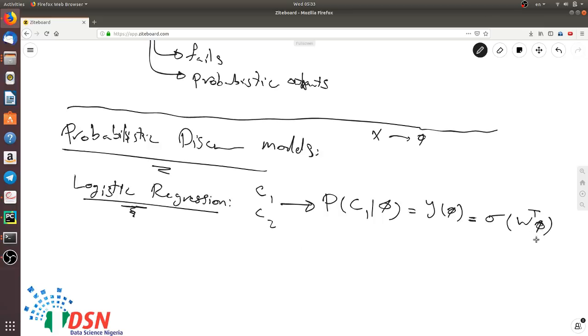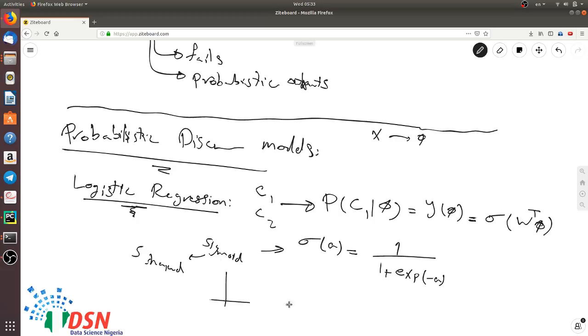The logistic sigmoid is defined as 1 over 1 plus e to the minus x, and sigmoid means S-shaped. If we plot the sigmoid of X, then we will see it is something like this.